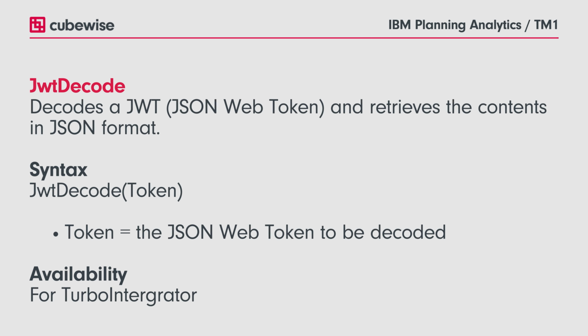The JWT decode function decodes a JSON Web Token and retrieves the contents in JSON format. Token is a JSON Web Token to be decoded. This function is only available in Turbo Integrator.